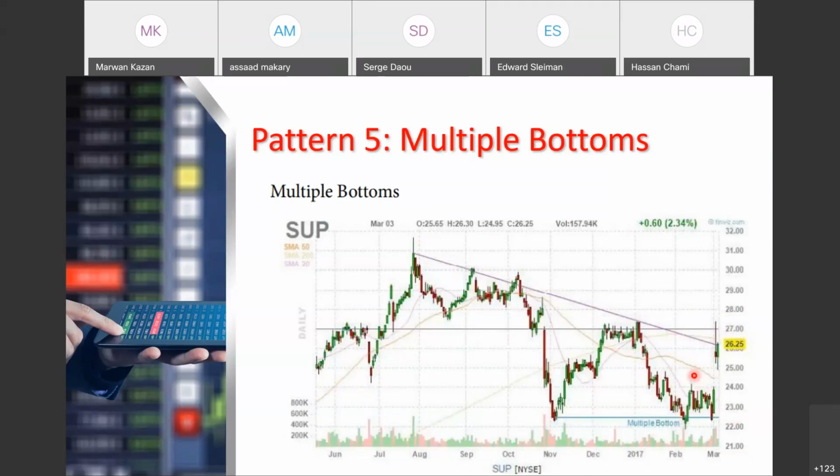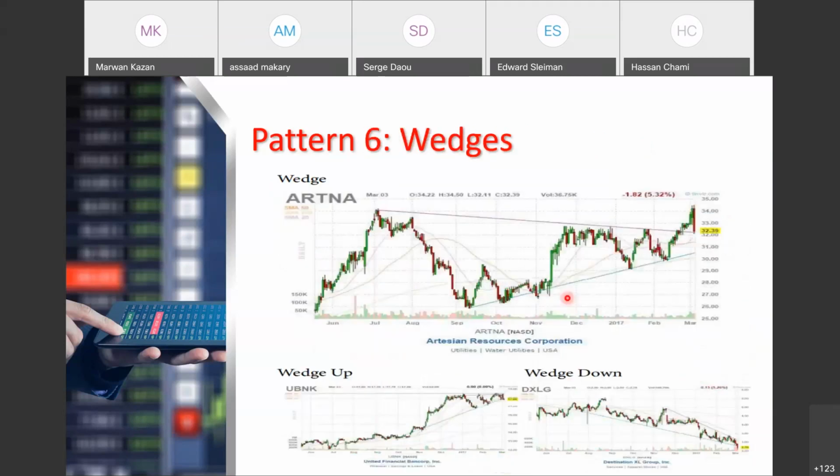Okay, pattern 6, which I really love, is wedges. Sometimes we're going to see them by the name of triangles, and I'm going to explain the difference. Now a wedge is basically this. You can see an inclined support and an inclined resistance. But why is that very important? Because as you see, at last there is a corner. So what does this mean in terms of logic?